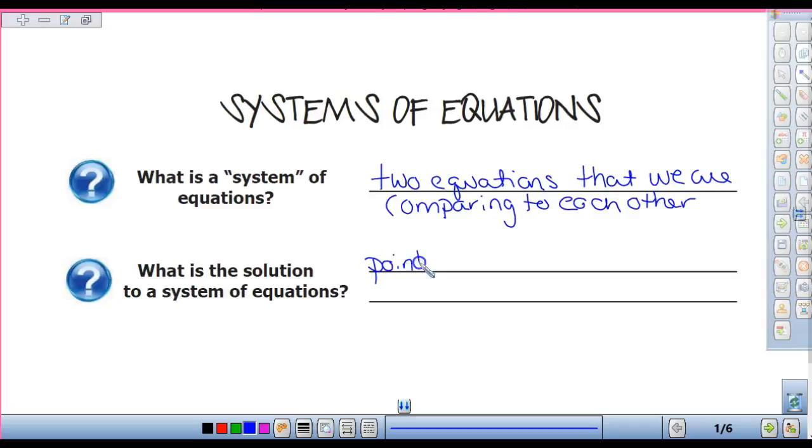is the point or points, okay, where the two equations intersect. Okay, so between this whole unit, we're going to be talking about 3 different ways to solve systems of equations. Okay, and anytime that we're looking for the solution to a system, that means that we are trying to find out where they intersect. Does that make sense? So far, so good?